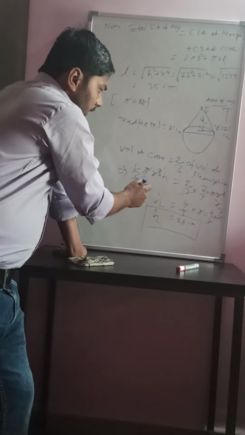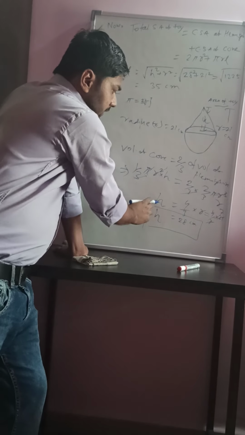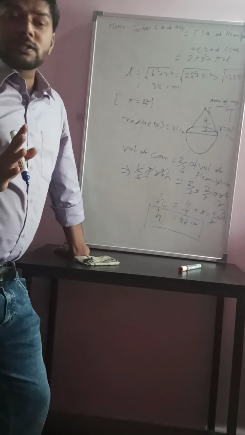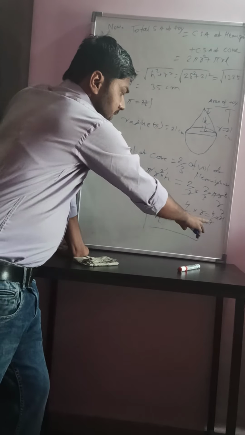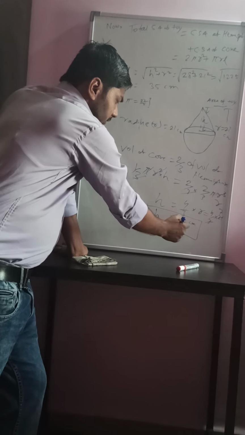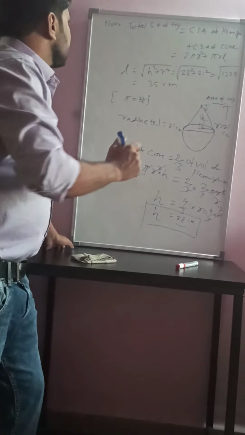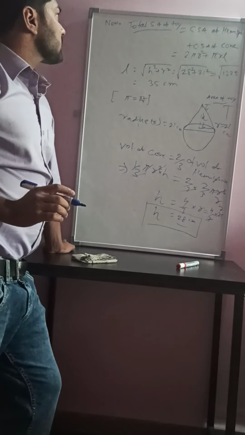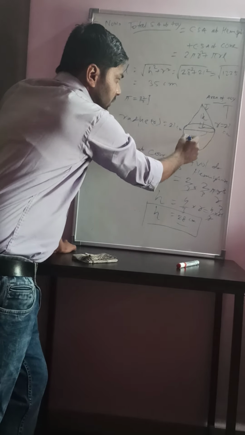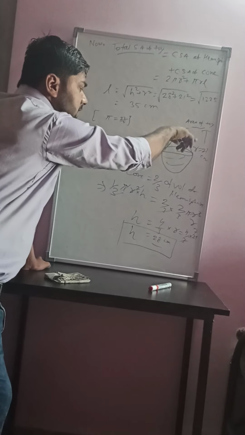Now I cancel pi with pi, and 3 with 3. We get h in terms of 4/3 into r, and the radius is 21 centimeters, so 3 sevens are 21. Basically we get h equal to 28 centimeters. Now coming to the second part of the question, the total surface area of the toy. It is the curved surface area of this hemisphere, this curved part, and the curved surface area of the conical part.